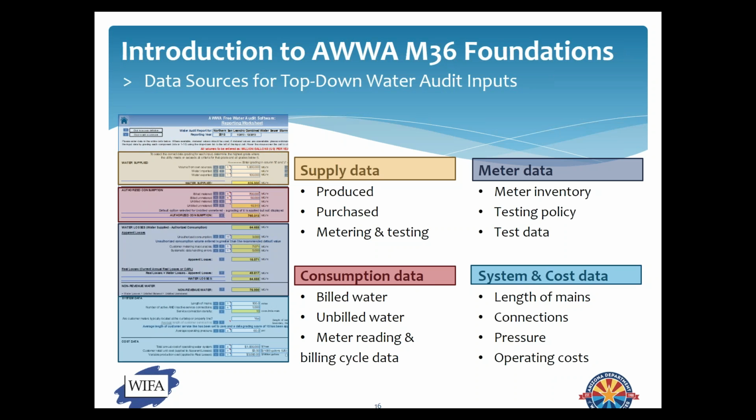And then we'll look at our system and cost data. We'll talk about the length of mains, number of connections in our system, and the overall operating pressure. We'll also talk about the cost data, both the total cost to operate your water system, as well as the customer retail unit cost and variable production cost. So each one of these has some additional data sources that go behind it.